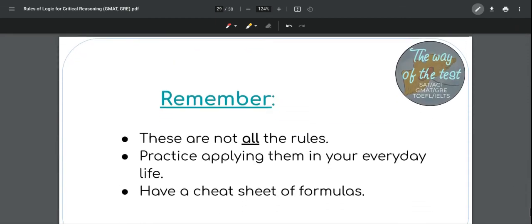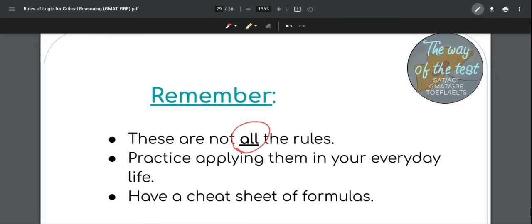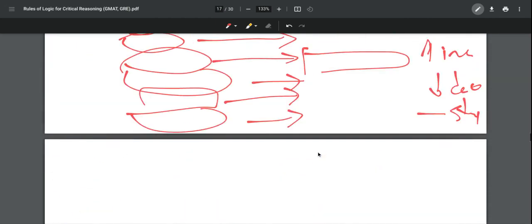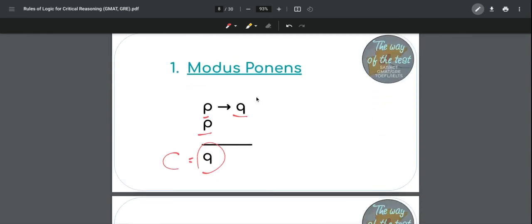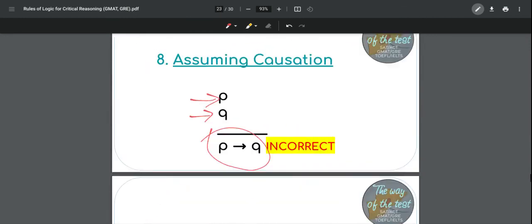Okay, finally, remember that these are not all the rules. There are some other rules. These are just the basic rules. Remember that it's good to practice applying them in your everyday life. This is a skill that you're developing, so develop it with real examples. Again, you are going to find these types of mistakes or these types of rules in your everyday life. And remember to have a cheat sheet for formulas, so you don't have to memorize them at the beginning. You can just write them down on a piece of paper, and every time you solve a critical reasoning, you can just go ahead and check this, until you finally memorize all of these rules.